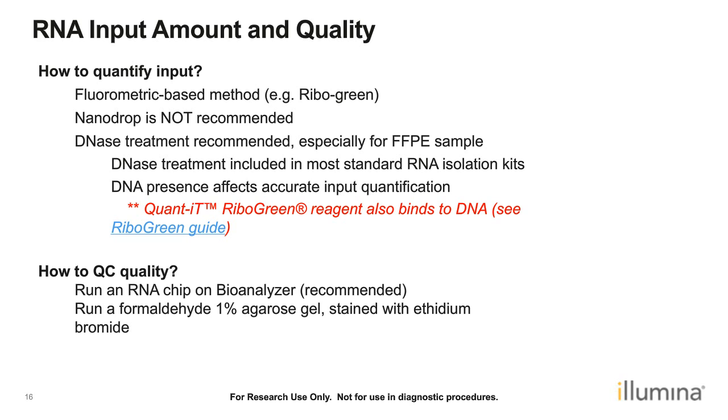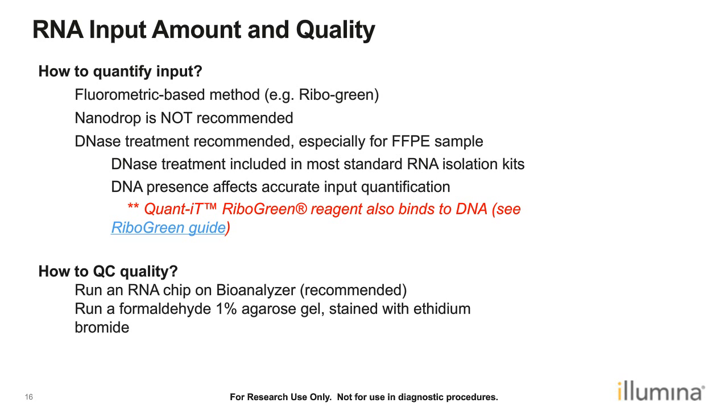So how are we going to quantify this material? We recommend using a fluorometric-based method, something like RiboGreen or Qubit. We find that Nanodrop is not the best method for measuring input quantity, as it will likely overestimate, especially if we have not DNase treated our sample efficiently. And as you may have inferred, we recommend a DNase treatment, which is often included in most RNA isolation kits. Keep in mind that DNA could affect accurate input quantification, or could also show up in our library prep downstream as well.